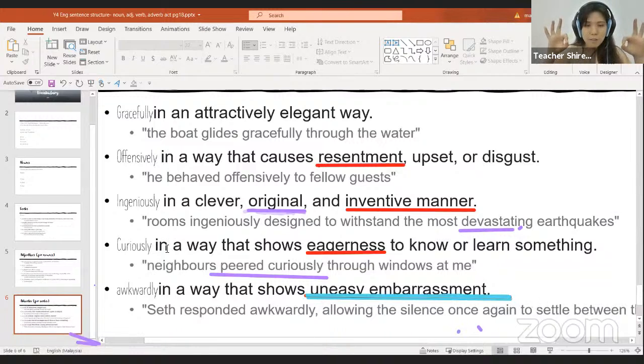Okay, did I explain all the words? For the words that I have explained, please erase it. If you still don't understand any of the words, leave it. If you understand already, erase it.